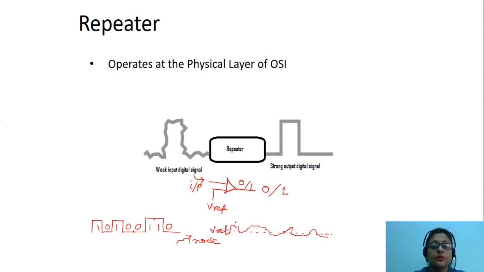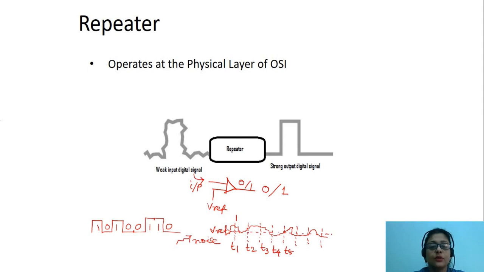Now we are going to set the sampling point at this instance, and we are going to look into what is the value of the voltage along with noise at this instance. Let's say this is instance T1, T2, T3, T4, T5 and so on. Now you can see here at this instant, the reference value here is lower than the actual input value. So the output of the comparator will give a 1.